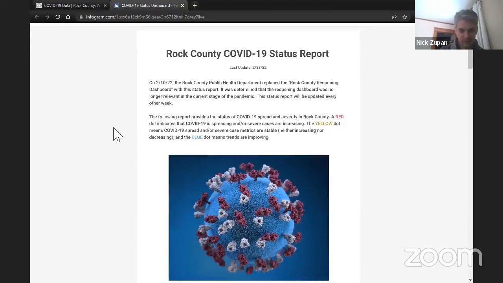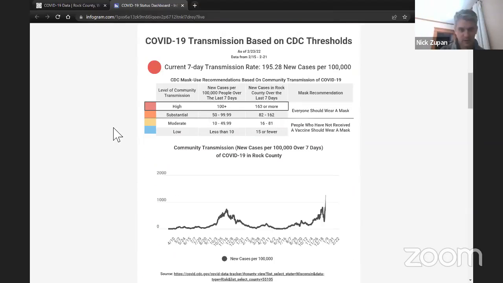And currently we're seeing, and this is data based on a couple days ago, 195.28 new cases per 100,000 people in Rock County. So this is a Rock County specific metric. And based on the CDC thresholds, we're above that 100 new cases per 100,000 over the last 7 days. So that puts us in what they're calling the high level of community transmission. And based on their recommendation, everyone should wear a mask in indoor public spaces.